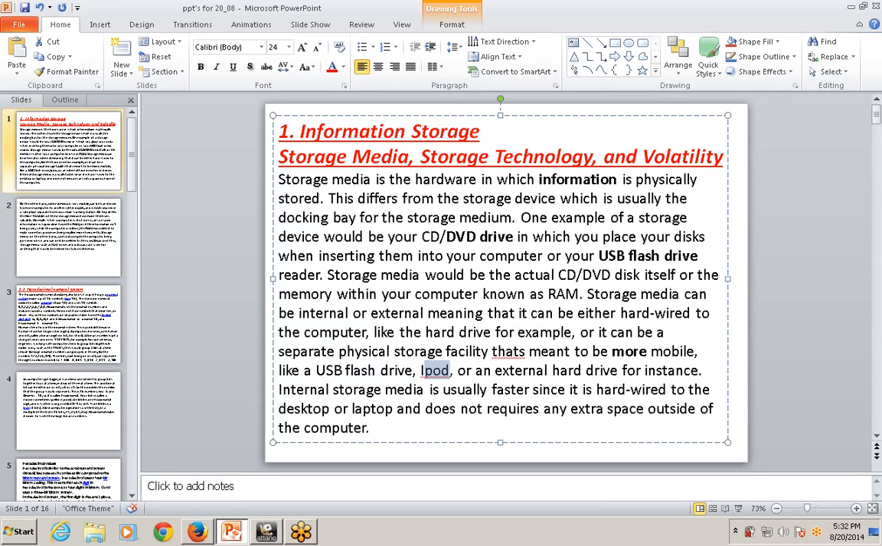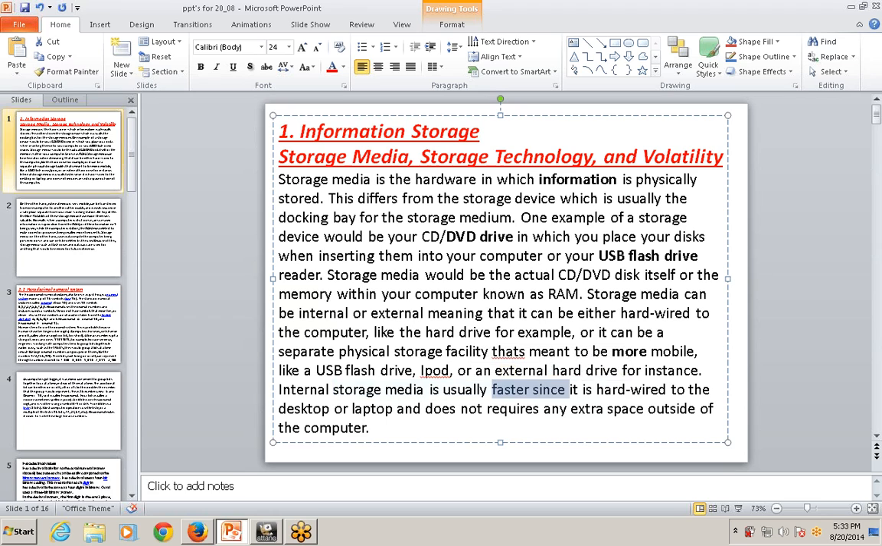So there are two categories of storage media. One is internal and another one is external. Internal means that it is attached to the computer, that is inbuilt into the computer, like the hard drive, that is your internal device. And external device means that it is attached to the computer but is not a part of the computer, like your iPod, like your USB flash drive.